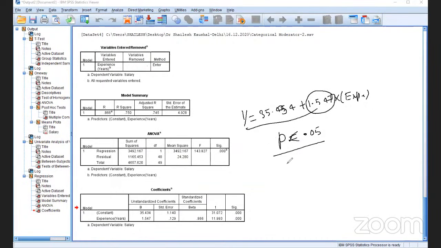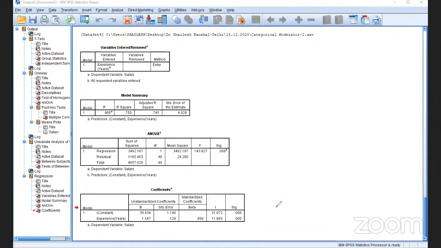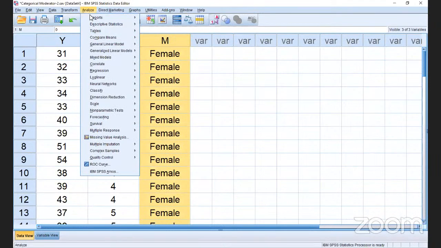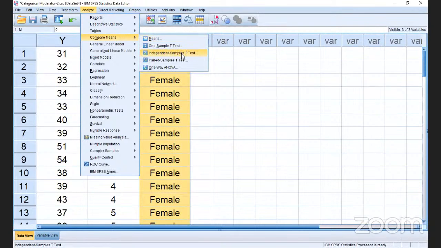So in this case, we found there is a positive correlation between the experience and salary received by an employee. Now the second case, we will use the independent t-test. Through means, we will compare the two groups, one male and another female, with the salary. So here we are using Compare Means, independent sample t-test.